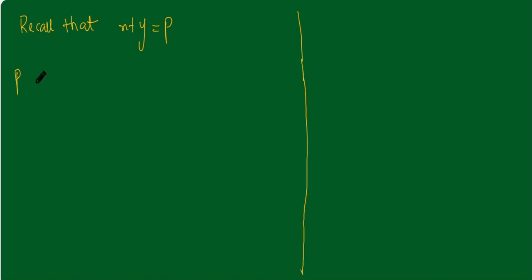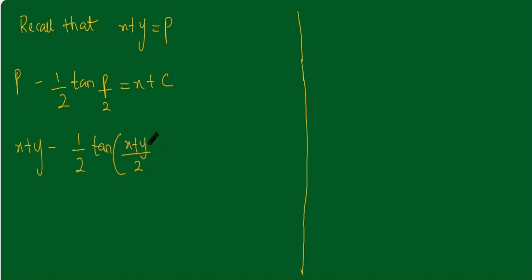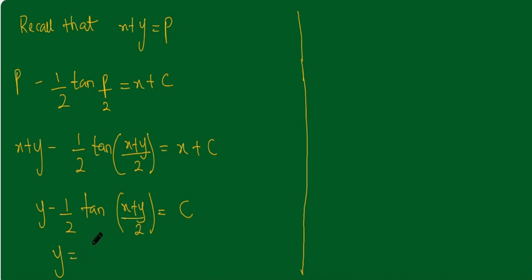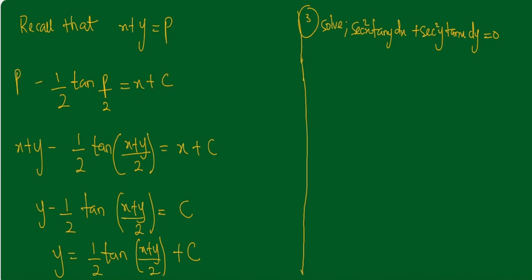We have p minus 1 over 2 tan p over 2 is equal to x plus c. Therefore, we have x plus y minus 1 over 2 tan of x plus y divided by 2 is equal to x plus c. On collecting like terms, we have x on both sides, so they cancel out. I have our y minus 1 over 2 tan of x plus y divided by 2 is equal to c. You can take the tan of x plus y over 2 to the other side, and we have y is equal to 1 over 2 tan of x plus y divided by 2 plus c. And this is our solution for the differential equation cos(x plus y) dy is equal to dx. So to solve this differential equation, it's also very straightforward.